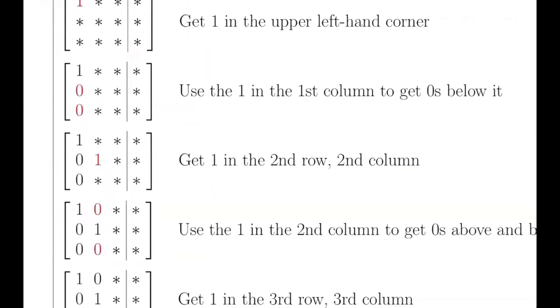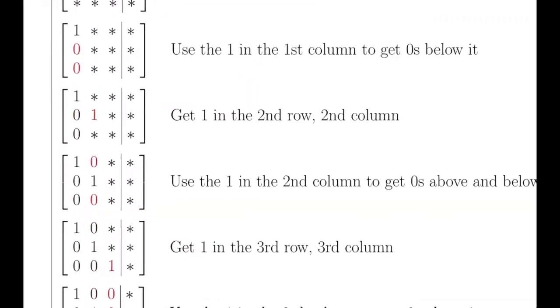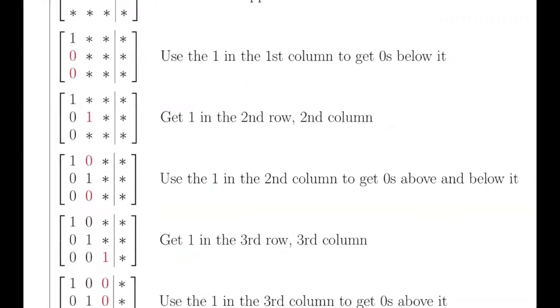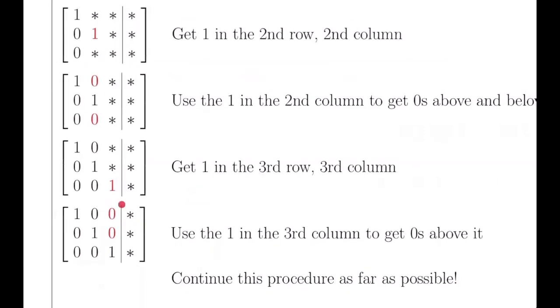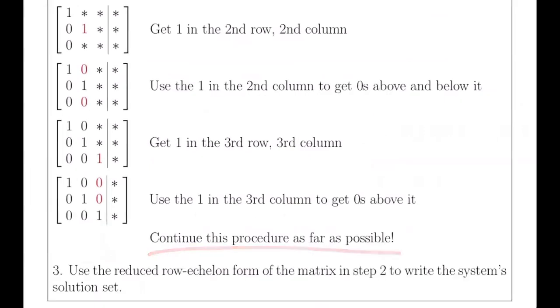And then once the first column's done, you move on to the second row, second column, and you get a 1 here. And you use that 1 in the second column to get zeros above and below it right here. And once you're done with the second column, then you're going to move on to the third row, third column, and get a 1 there. And then you use that 1 in the third column to get zeros above it. And then you continue this procedure as far as possible.